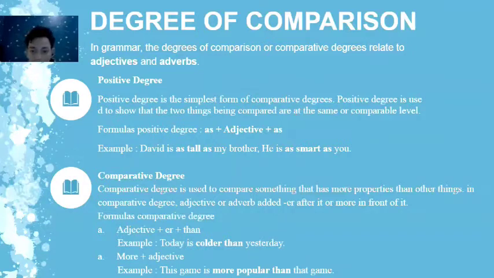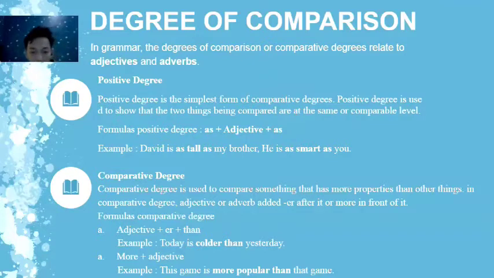Positive degree is used to show that two things being compared are at a comparable level. The formula is positive degree: S plus predicate plus S. For example, this kid is called my brother. He is smart.